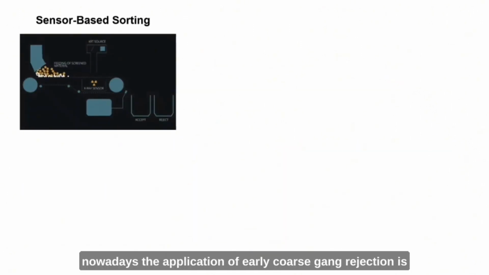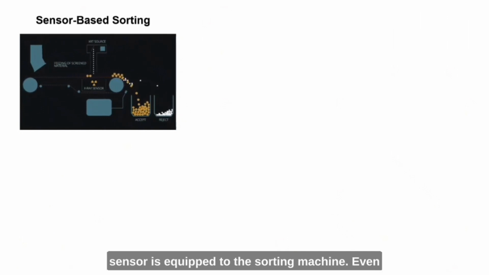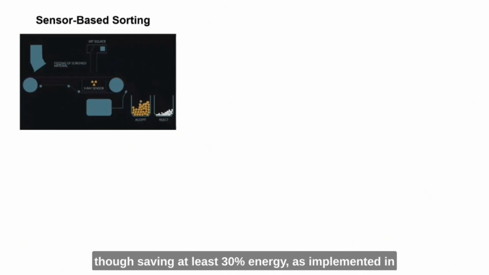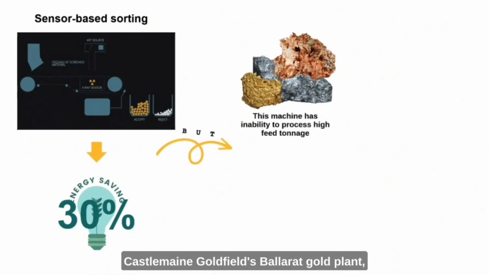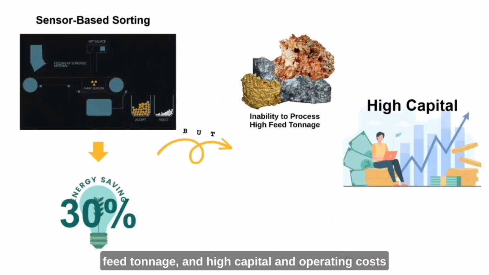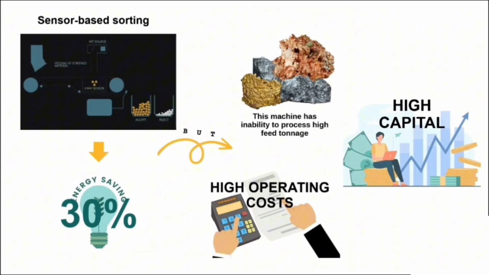Nowadays, the application of early coarse gangue rejection is dominated by a process called sensor-based sorting, where a sensor is equipped to the sorting machine. Even though it saves at least 30% energy, as implemented at Castle Mine, Goldfields, Ballarat gold plant, this machine has limited ability to process high feed tonnage, and high capital and operating costs are associated with installation and maintenance of the device.